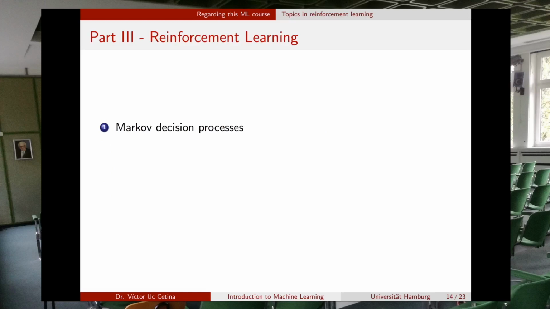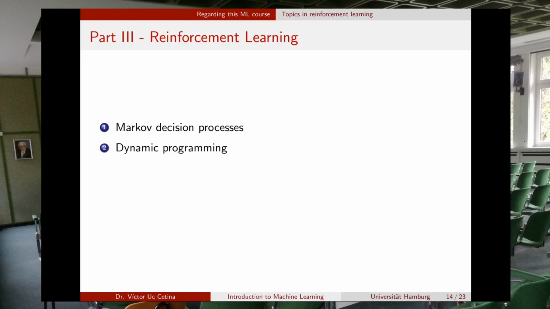Finally, in part 3 of the course, we will talk about reinforcement learning. We will start by studying Markov decision processes, which are mathematical tools for solving optimization problems in which you need to select the best or the optimal sequences of actions.